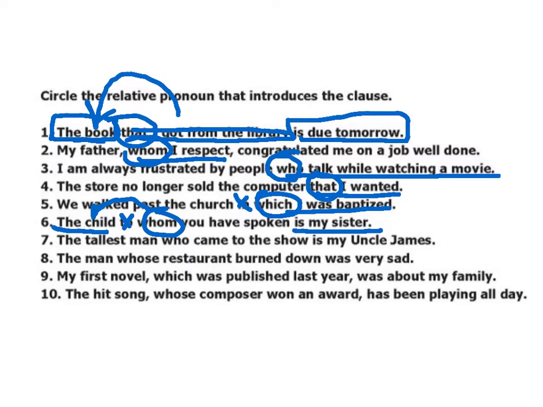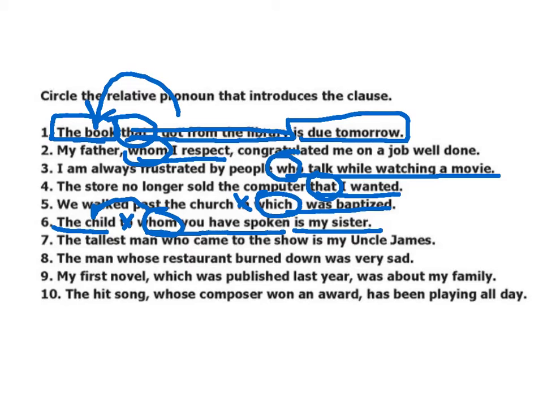Now I say to ignore these pronouns which are showing up at the beginning of these relative clauses, because these pronouns would also occur at the end of the sentence. So I could say, the child whom you have spoken to is my sister, or we walked past the church which I was baptized in. So these prepositions have been put at the beginning of these clauses just to make them sound better, but they are not essential at the beginning of the relative clause and can also be at the end of the relative clause. So we're just going to ignore them for now. So in number 6, whom is the relative pronoun. Whom you have spoken to is the relative clause.